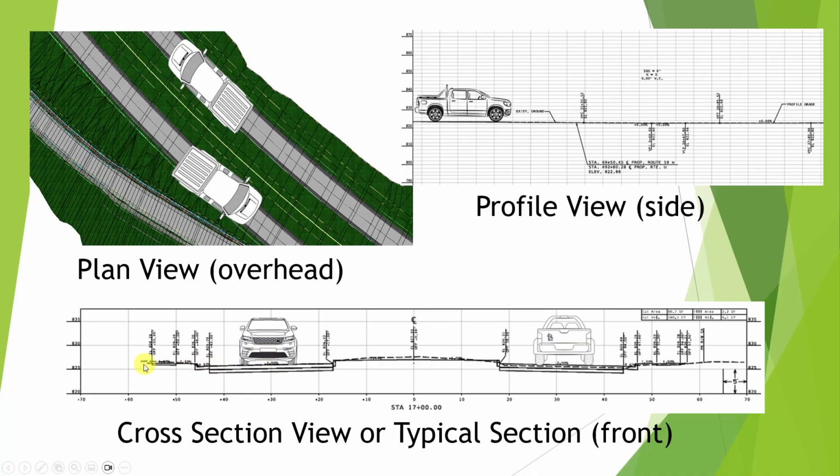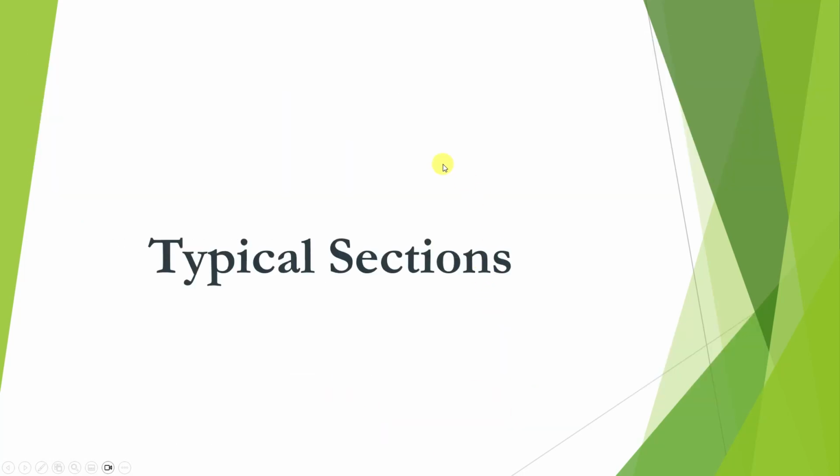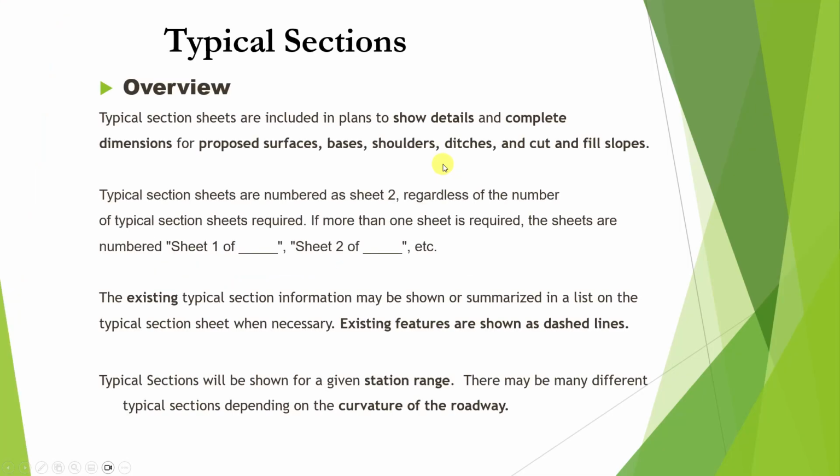So usually it's to show the pavement thicknesses, what's going on here, the widths of the highway, what we're doing. So you have a plan view, which is overhead, a profile view, which is the side look of it, then you have a cross section or typical section, which is the front. So we'll talk about typical sections in this video.